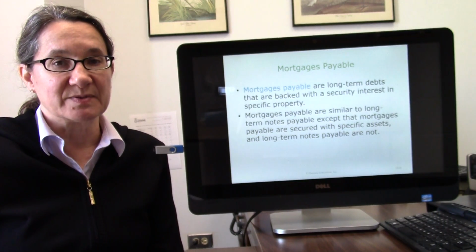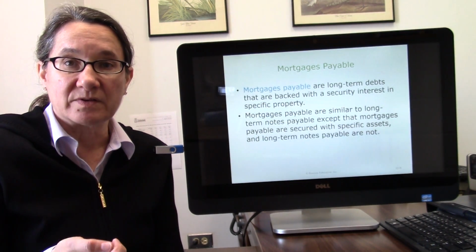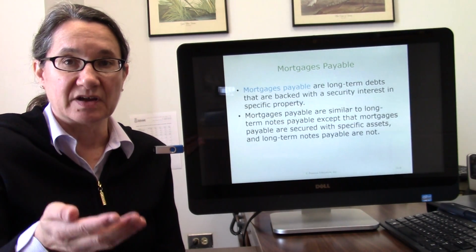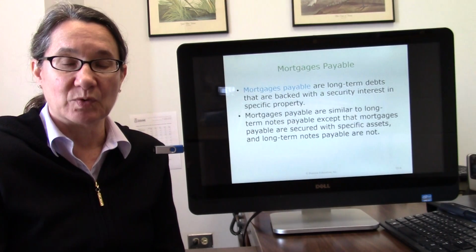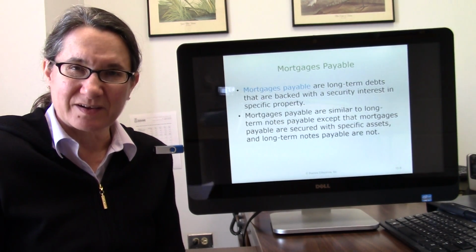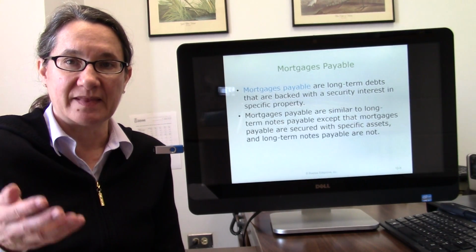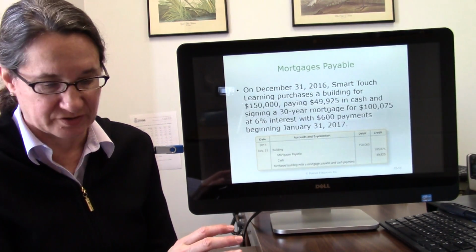So a mortgage is simply a kind of a note that has what we call collateral. You put up your building or your machine or something for collateral, so that it becomes a mortgage. And typically mortgages are paid monthly, right? Think about a house payment. You pay that mortgage payment monthly. So let's look at journalizing them.